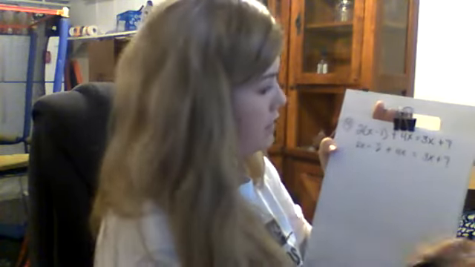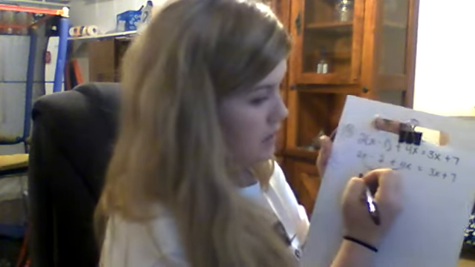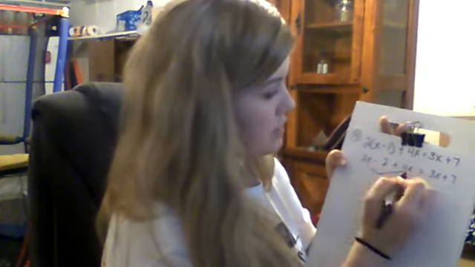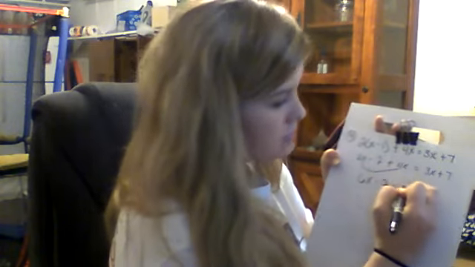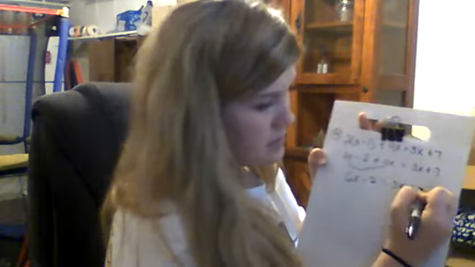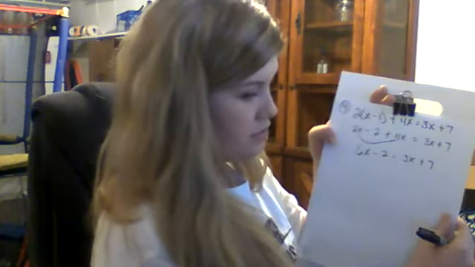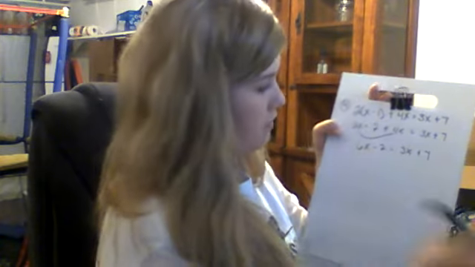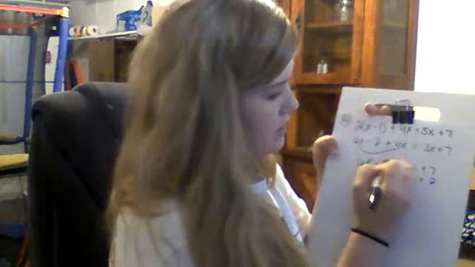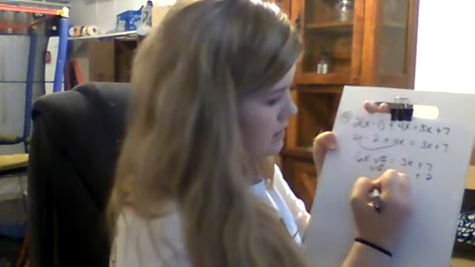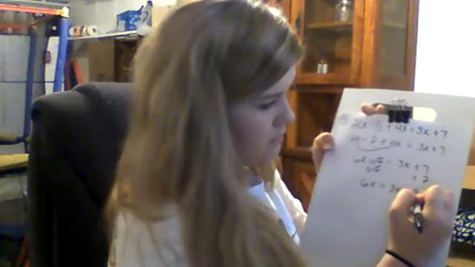Now we need to go ahead and combine like terms. So we're going to do the 2x and the positive 4x. So 2x plus 4x will now equal 6x minus 2 equals 3x plus 7. Now we need to add the 2 to both sides. So plus 2 and plus 2. This cancels that out, leaving 6x equals 3x plus 9.